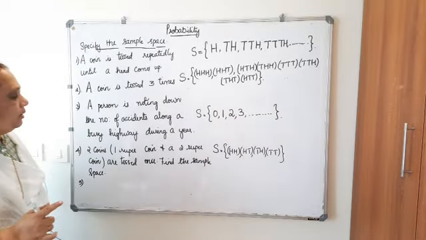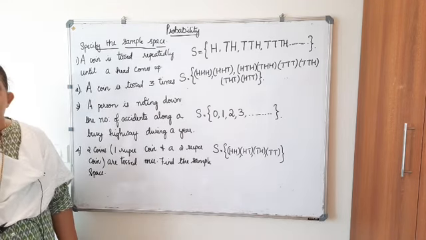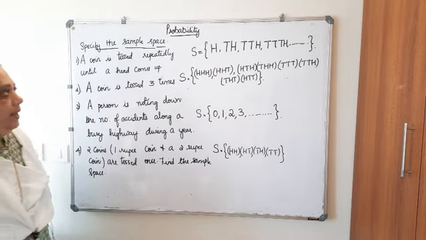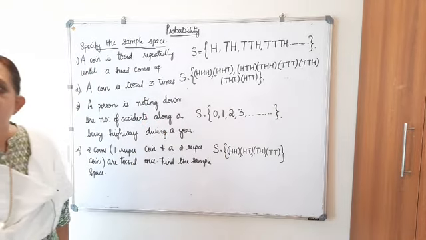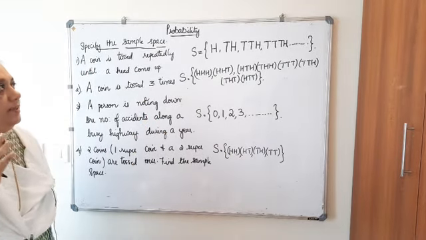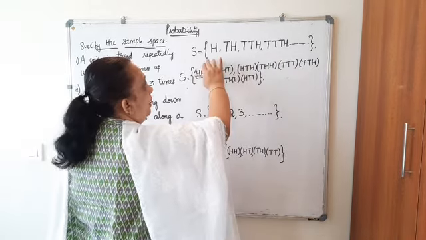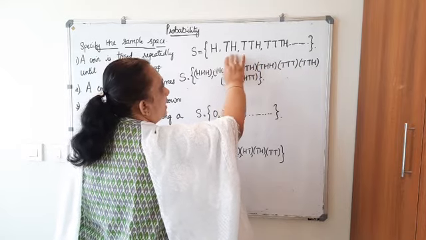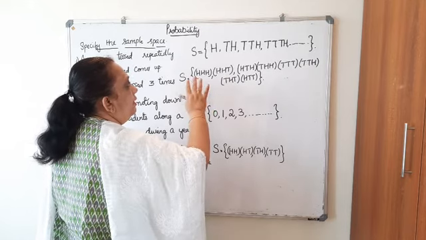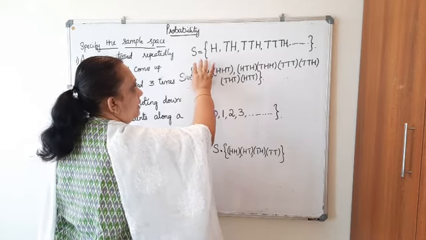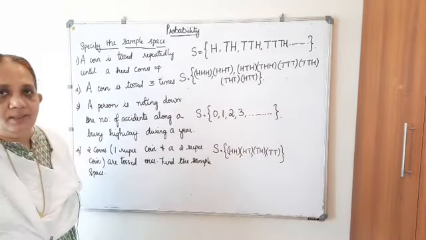Now, here we have come across 4 examples of random experiments and sample spaces. You can clearly observe that in the first one, this chapter has similarity with set theory, because the sample space is denoted in set form, where the outcomes are written inside brackets. You are very well aware of sets, so this is an infinite sample space, an infinite set.